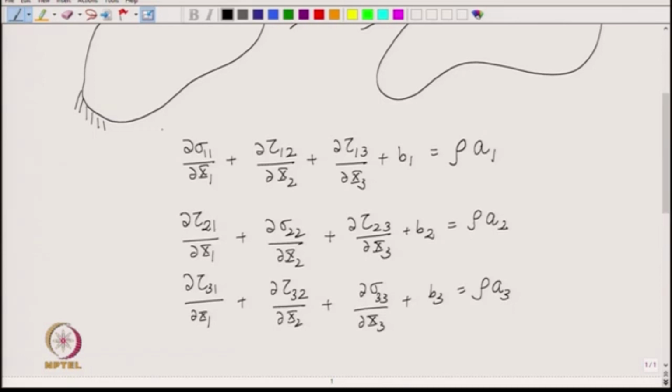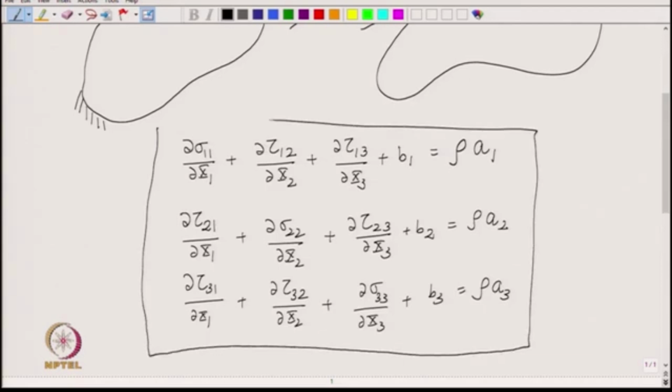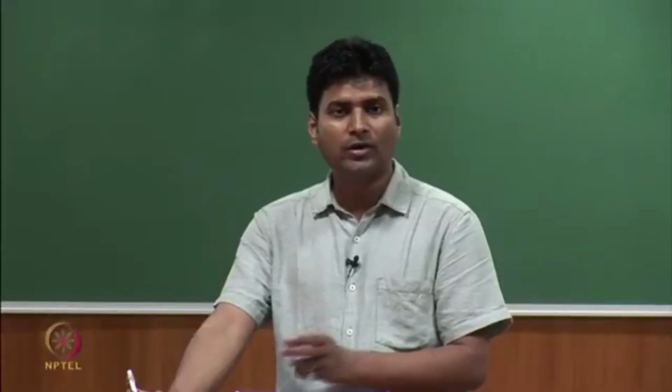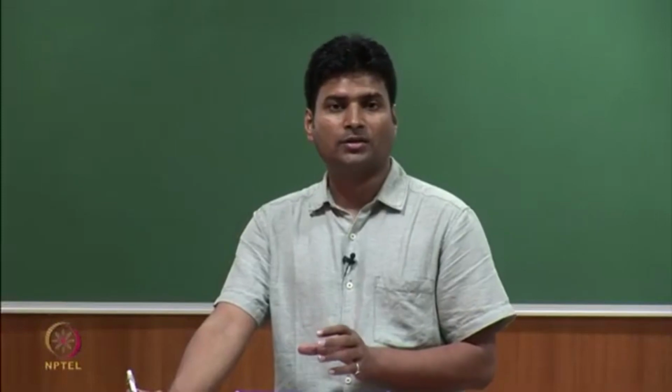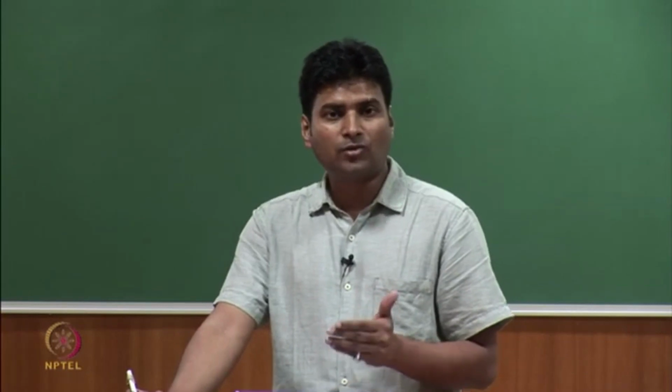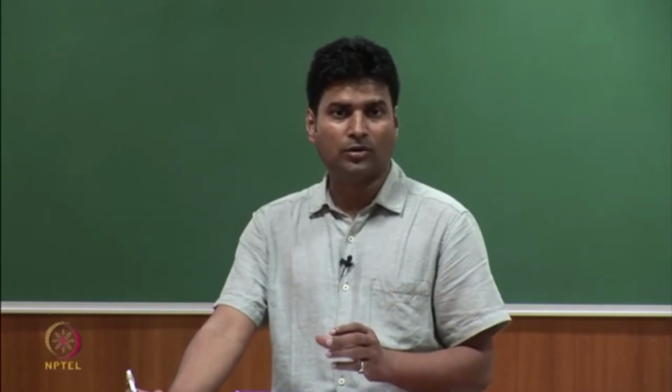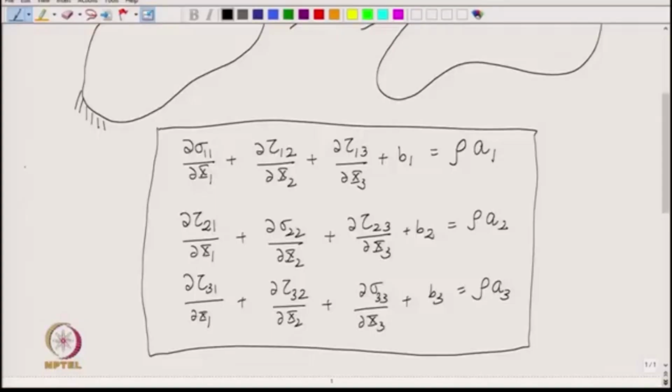So, let us have a look at these three equations and see how many unknowns are present here. You see we have the components of the stress matrix sigma 1 1, tau 1 2, tau 1 3, tau 2 1, sigma 2 2, tau 2 3 and likewise. So, there are 9 components of stress matrix, and we know that stress is symmetric. So, we have basically 6 components of stress matrix unknown here. So, 6 stress components are unknown.